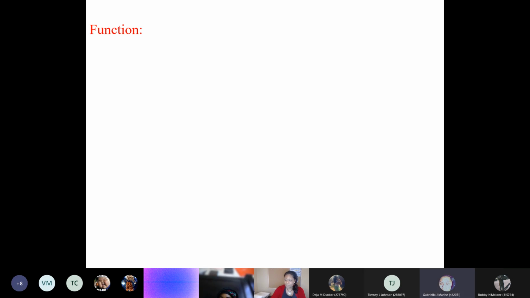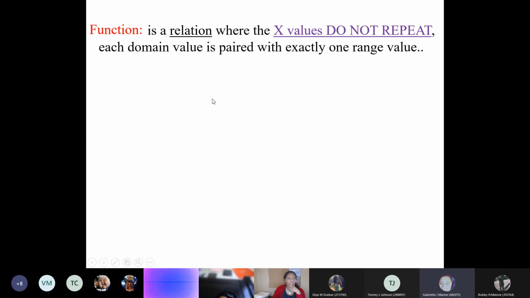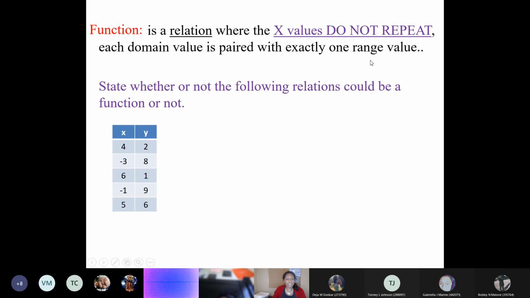A function is a relation where every x value has one and only one value of y assigned to it. That is correct. In a relation, each domain value is paired exactly with one range value. Domain is the x, and the range is the y value. A function is a set of ordered pairs, which is the word relation, where the x values do not repeat. I changed the definition just a little bit so that I could include this part so that no one would get confused about this. The x values do not repeat. That's one of the main ways you can tell whether these tables or the graphs are a function or not.